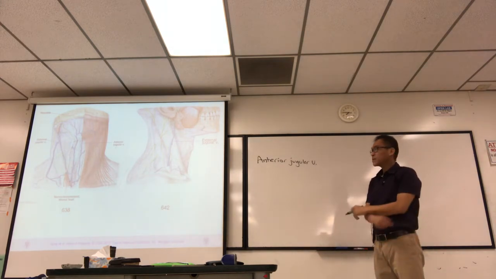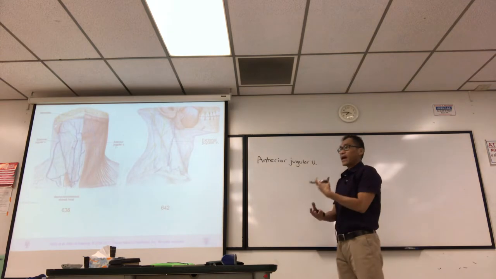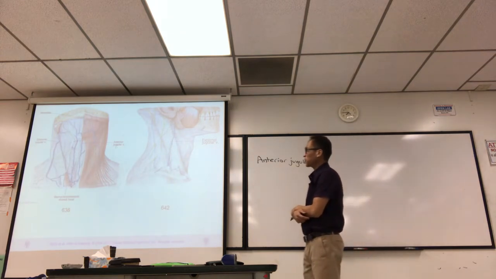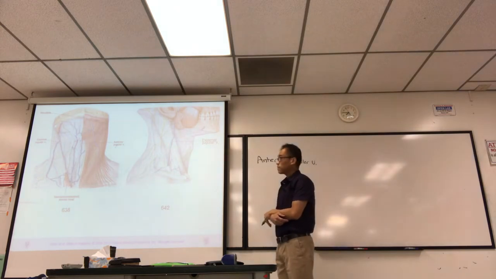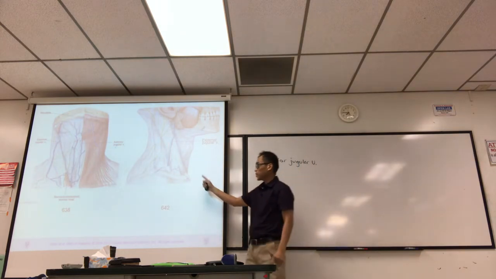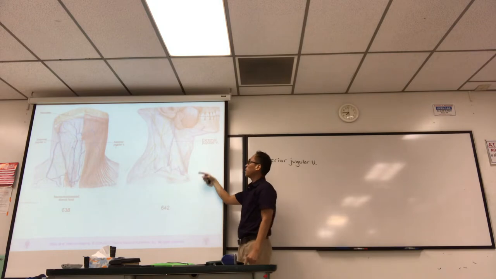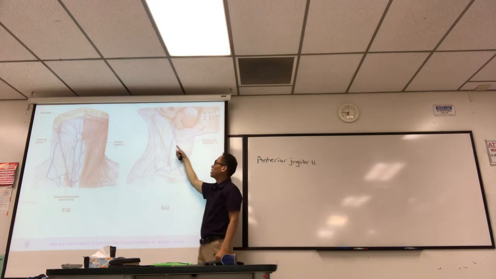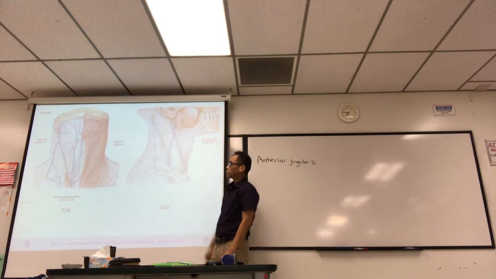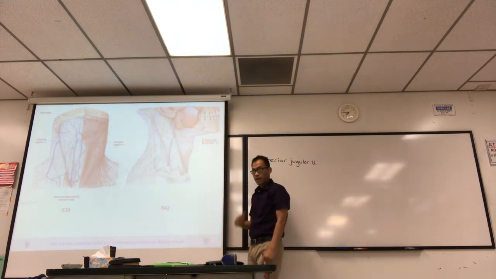It basically is like spandex for the neck. If you dissect it away, well, we'll see in the next picture, you'll see the muscles underneath of it. So this picture here is a lateral view of the neck, but what you should notice is the external jugular vein, part of it lies on top of the sternocleidomastoid muscle, big neck muscle.